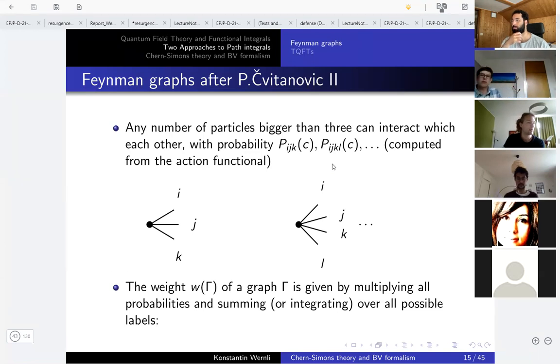And now the coefficients a_k come from the weights of certain graphs. The graphs have ingredients, lines and vertices. To compute the weight of a graph, we multiply all the probabilities associated to the vertices and to the edges, and sum over all the labels, and possibly the labels are continuous, so then we integrate them.